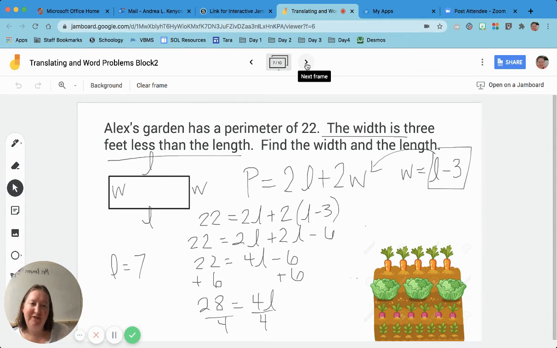But I didn't have to just figure out the length. I have to also figure out the width. So I come back up and say, how were they related? I look at this information right here, and I substitute that value of the 7 in here. So now I have 7 minus 3 is equal to W. So W is equal to 4. So I put those together over here. And really we should say feet. Okay, and that is how you solve that type.